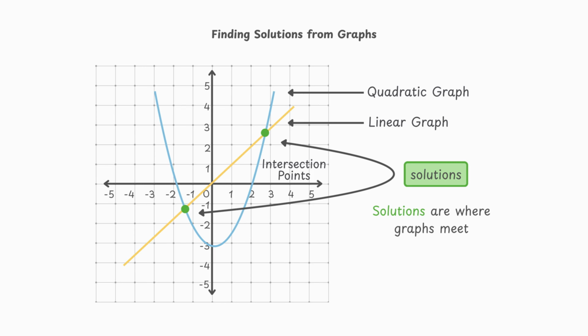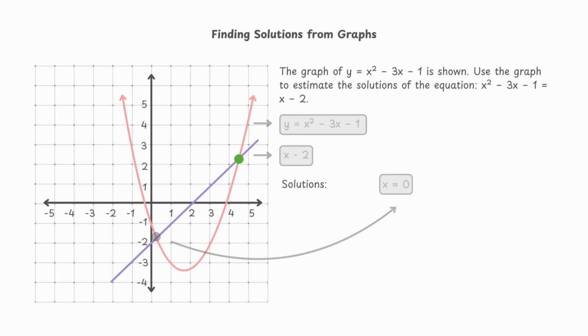Now focus on the x values of these points. The left intersection is close to x equals 0. So we can estimate that solution as x is approximately 0. Now look at the right intersection. This point is around x equals 4. So we estimate the second solution as x is approximately 4. So the solutions are x is approximately 0 and x is approximately 4.